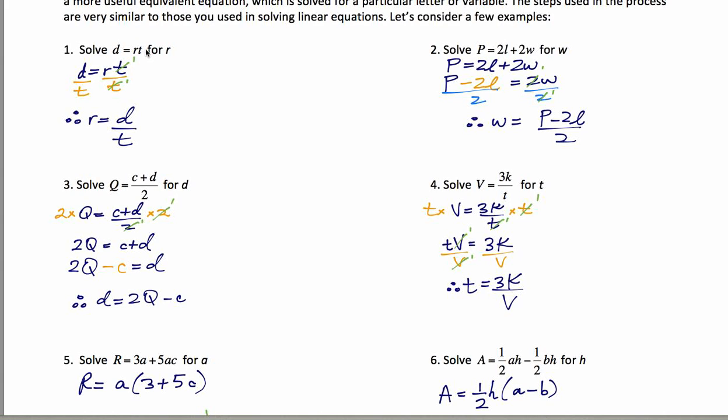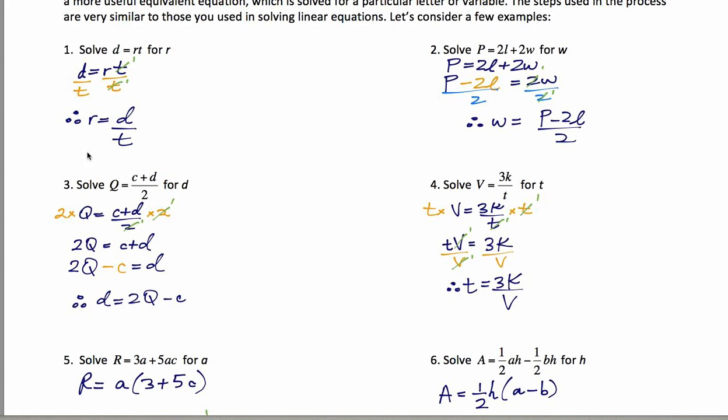So the opposite operation of multiplication is division. All we need to do then is to divide both sides by t to isolate r. And at that point, r is equal to d over t. There's no further work we can do. If this were numbers instead of variables, then we'd have to simplify further and evaluate, possibly.